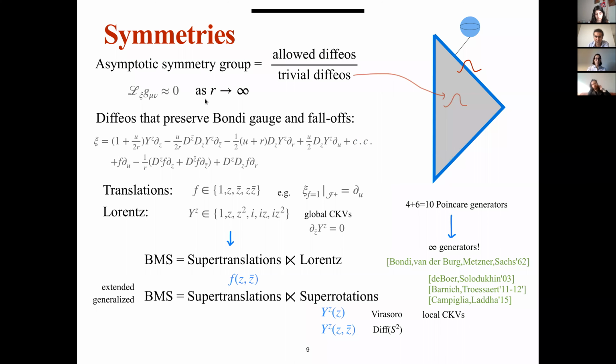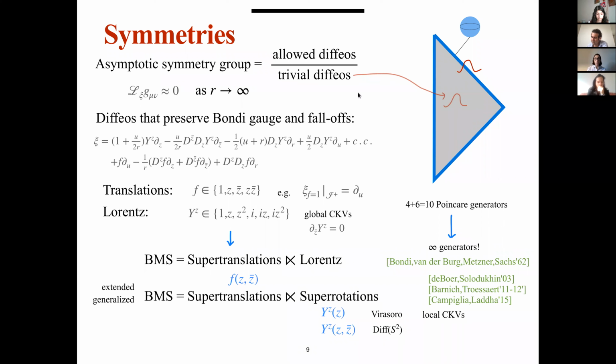And since we no longer have isometries, we have a more relaxed condition given by the Lie derivative of this vector field acting on the metric. We want to have this be 0 asymptotically as we take r to infinity. Then all the diffeomorphisms that preserve these fall-off conditions and Bondi gauge can be written in this form in retarded time coordinates. So these are all the allowed diffeomorphisms.